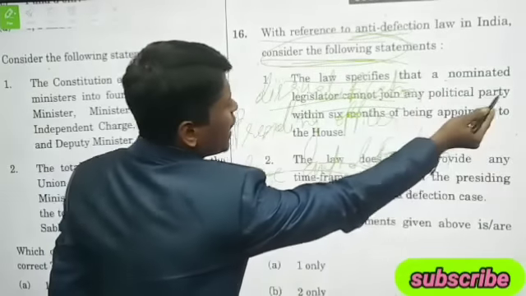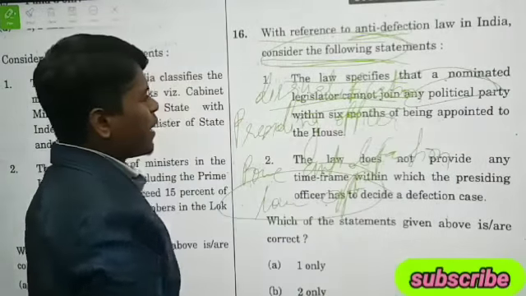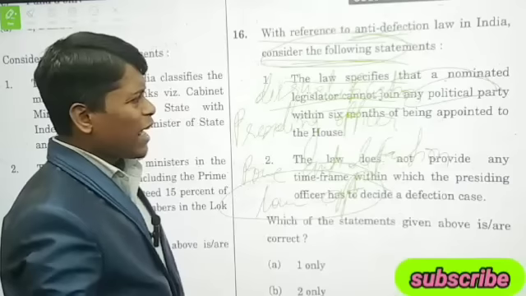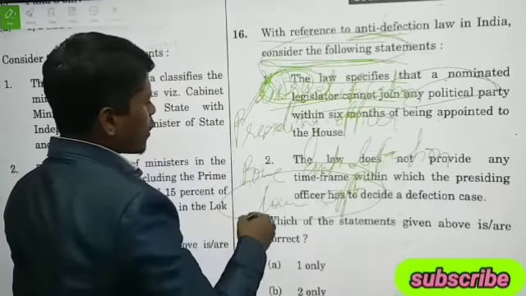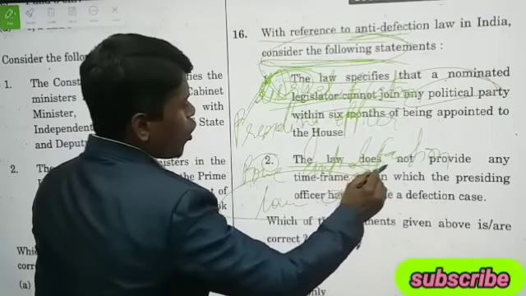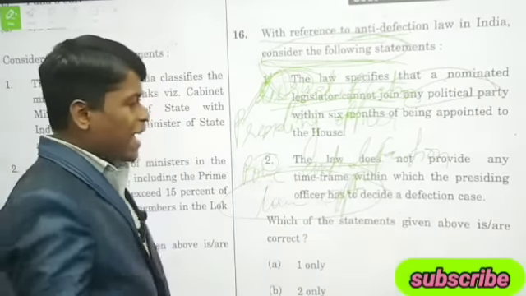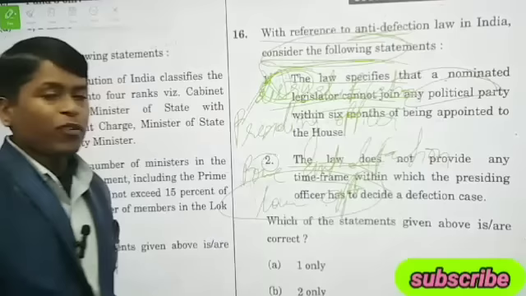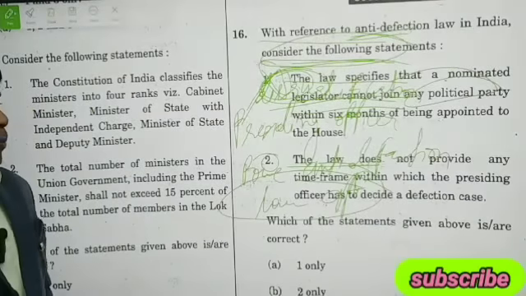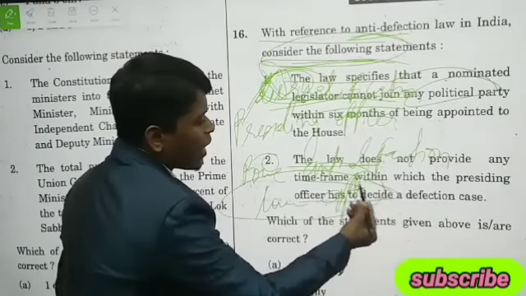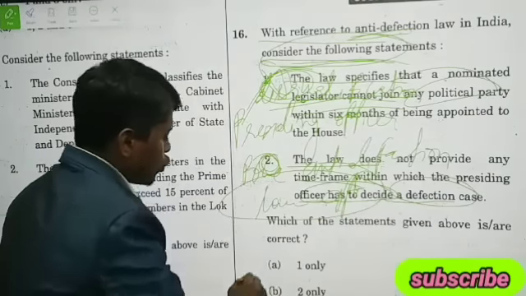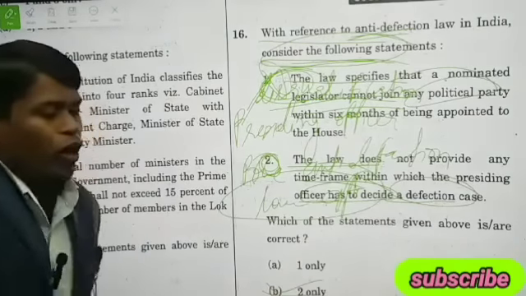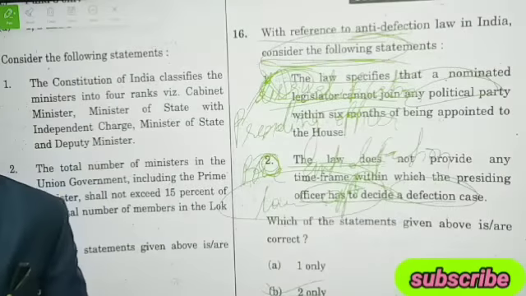With reference to the anti-defection law in India, consider the following statement. One, the law specifies that a nominated legislator cannot join any political party. Not correct. Two, the law does not provide any time frame within which the presiding officer has to decide a defection case. Yes. Correct option B.